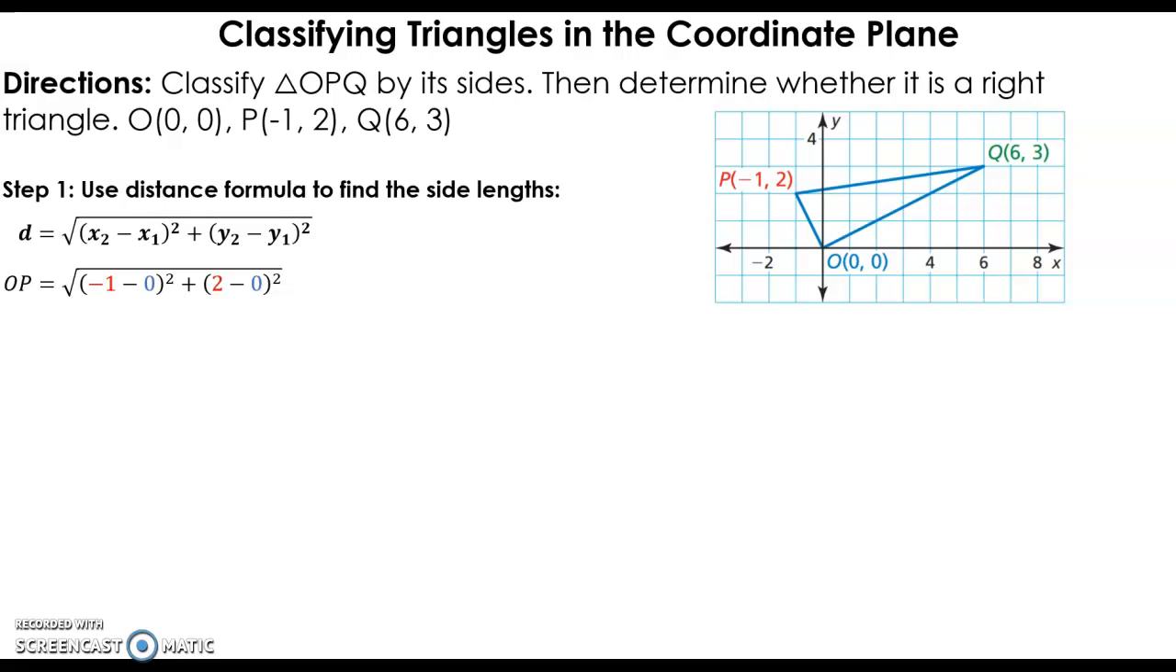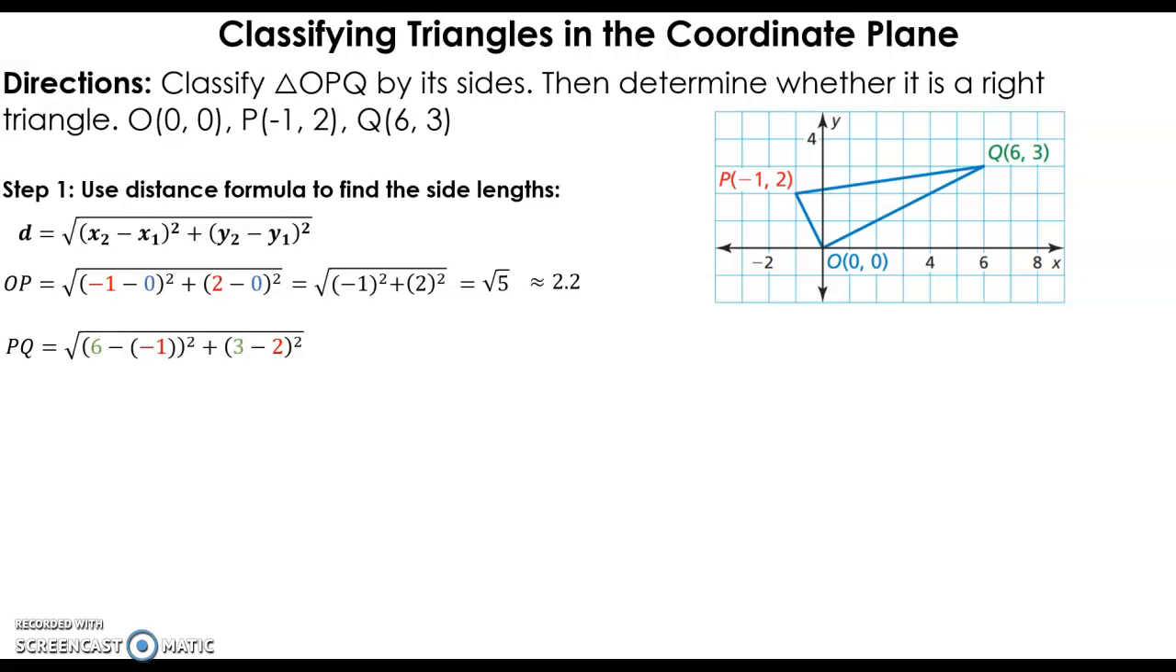This will give us the square root of (-1 minus 0) squared plus (2 minus 0) squared, which can be simplified to the square root of (-1) squared plus 2 squared, which can further be simplified to the square root of 5, which is approximately 2.2. And again, if I am going too fast, just please feel free to pause the video at any time, and you can go through this at your own pace.